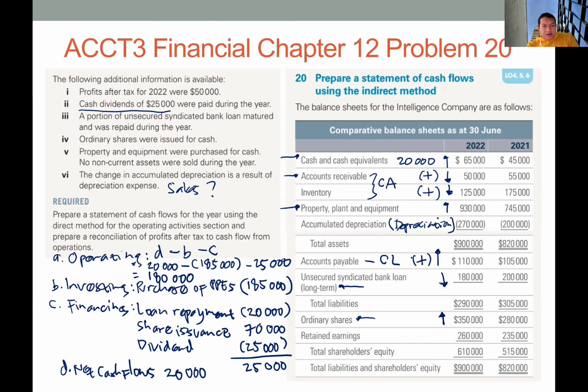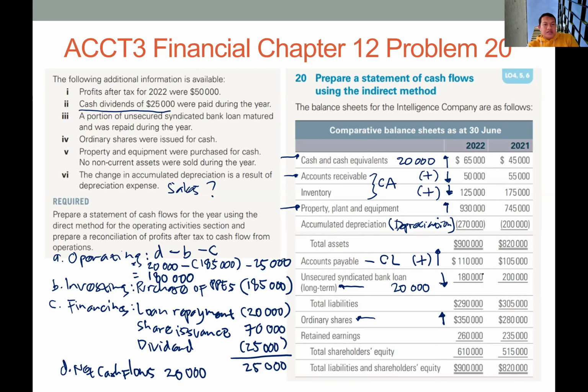If we have the number, we should take it into account, but we don't have the number. So we can assume that the difference, 2000, is the mature portion of the long-term loan, because the company has to repay this. Okay, because it's due.